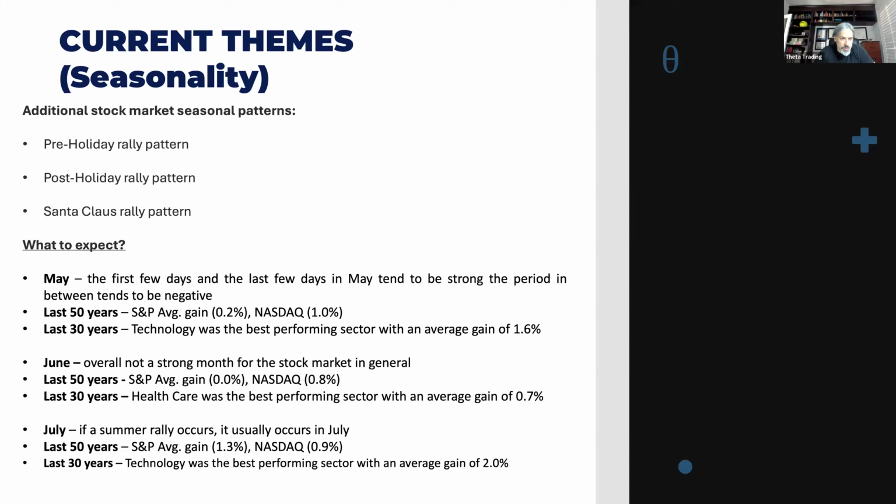1% there, or 1% for the last 50 years. Yeah, that's correct. 1%. Yeah, NASDAQ is up 1%. So the technology sector is the best performing in the last 30 years at 1.6%. June, the NASDAQ is up on average 0.8%. Last 30 years, healthcare was the best performing sector, which we have a company called Eli Lilly in there.